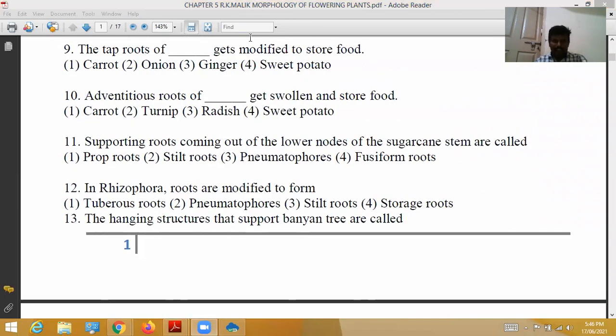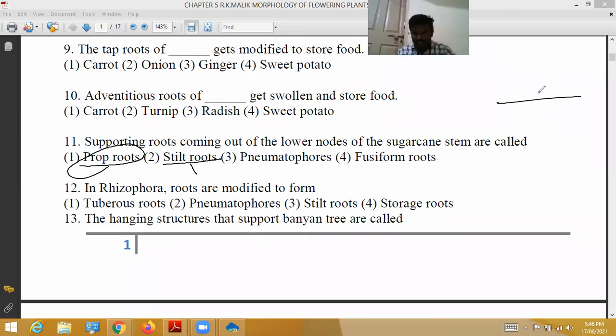See here, supporting roots coming out of the lower nodes of the sugarcane stem. Generally, supporting roots coming out of the lower nodes are called prop roots. Prop roots are formed in banyan tree. Stilt roots are formed in sugarcane.